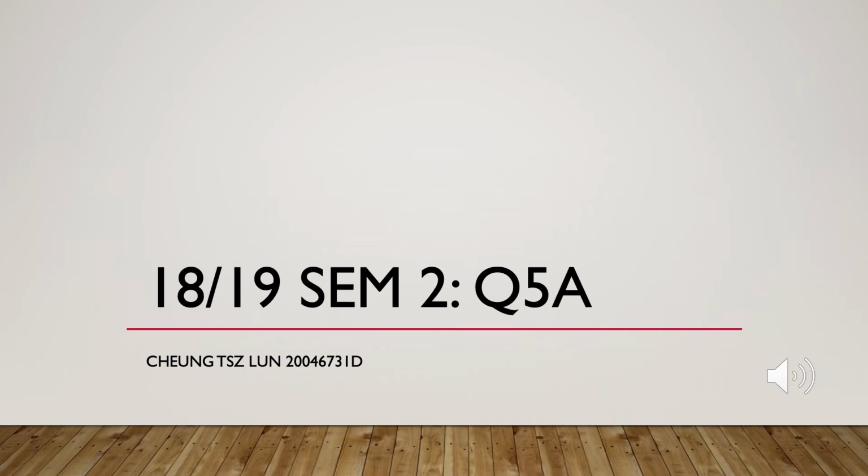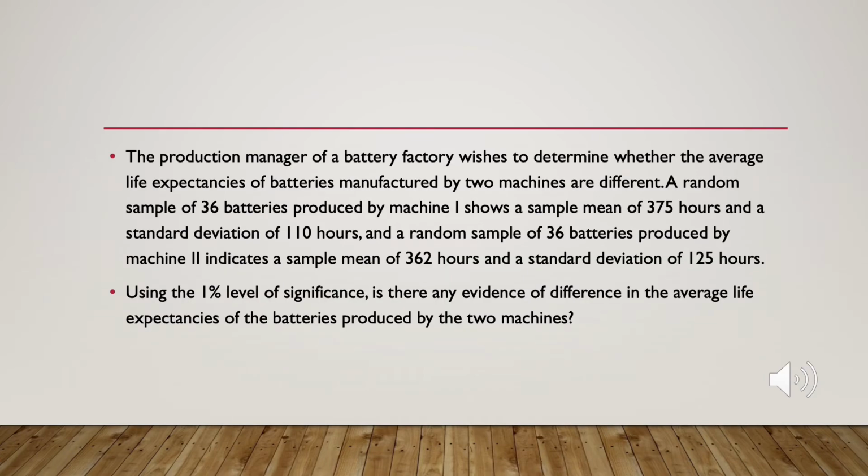So let's move on to the next question, which is 2018 to 2019, Semester 2, Question 5A, and I'm Chen Qilin. The production manager of a battery factory wished to determine whether the average life expectancies of batteries manufactured by two machines are different. A random sample of 36 batteries produced by machine 1 shows a sample mean of 375 hours and a standard deviation of 110 hours.